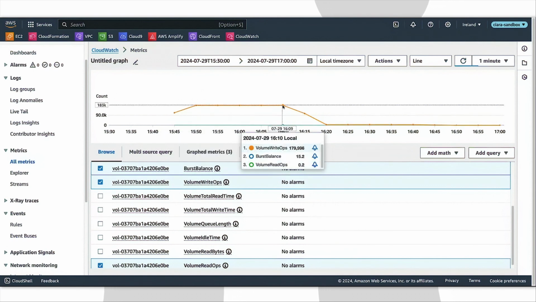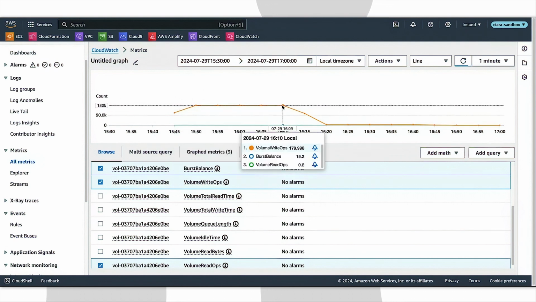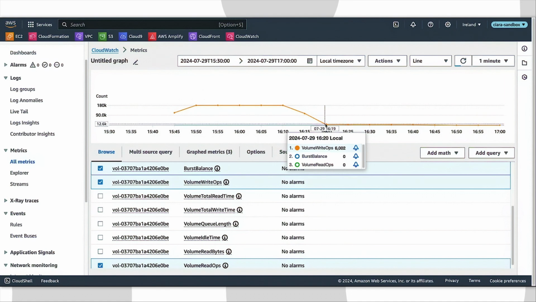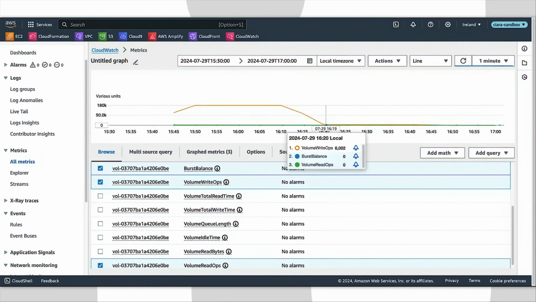So for those 20 minutes, it used the burst balance. And you can see during this time that the burst balance in blue is starting to drop. And once the burst balance went to 0, you can see that the number of write operations the volume is performing starts to decrease. So remember, because those burst balance credits are being used, once they're all gone, you'll have no more credits. So you're basically limited to the baseline, which is 100.